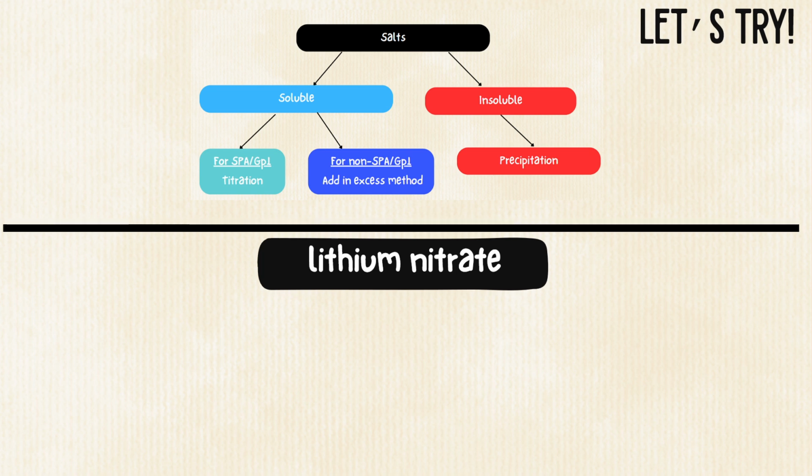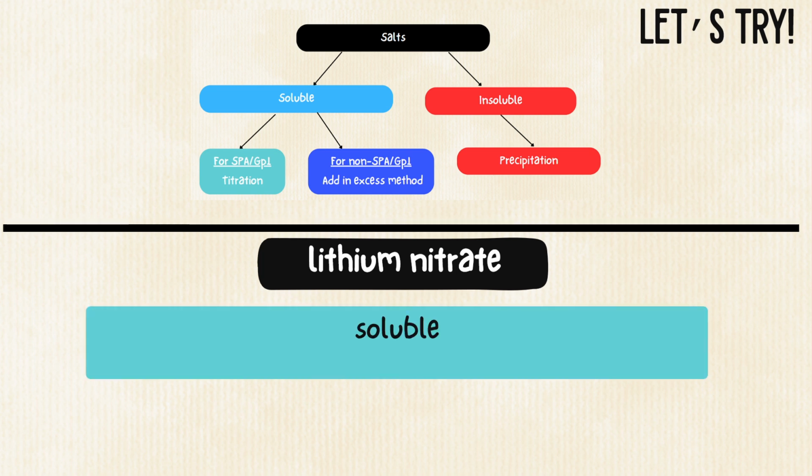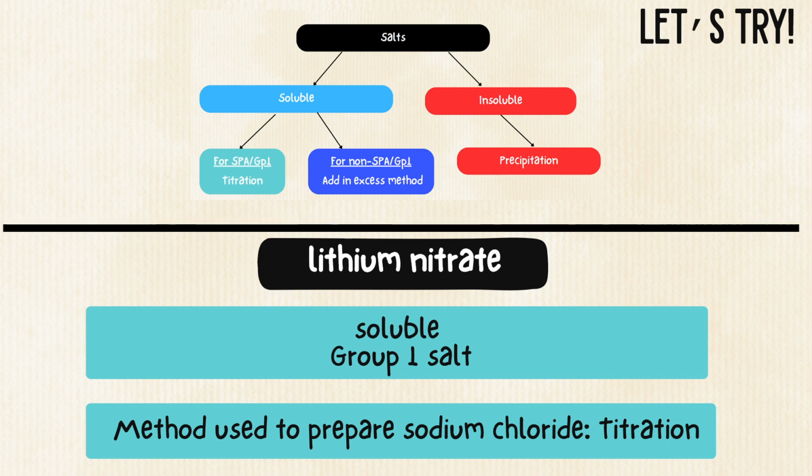Lithium nitrate. All nitrates are soluble, and lithium happens to be in group 1 of our periodic table. So lithium nitrate must therefore be a soluble group 1 salt. So the method that we use to prepare lithium nitrate would be titration.